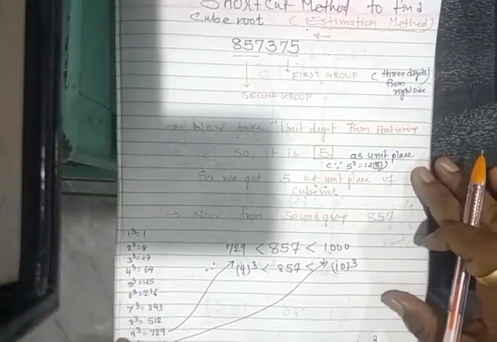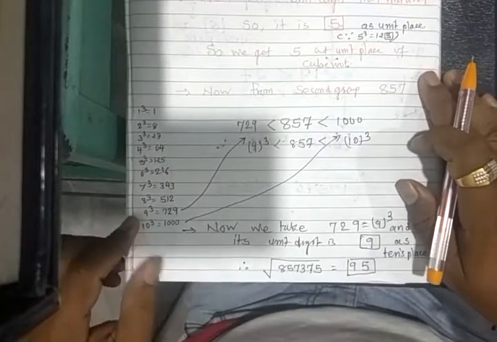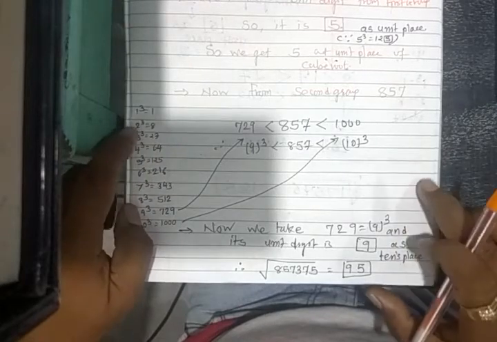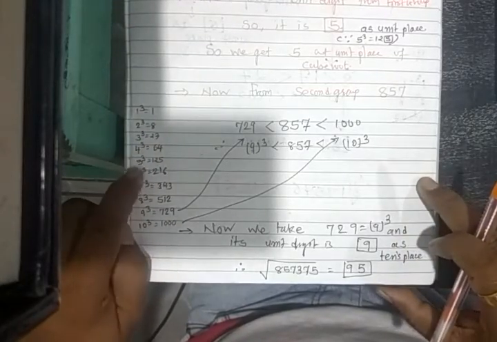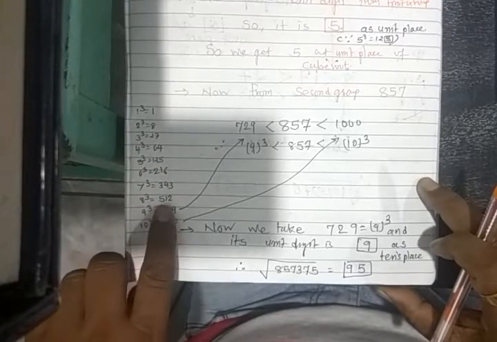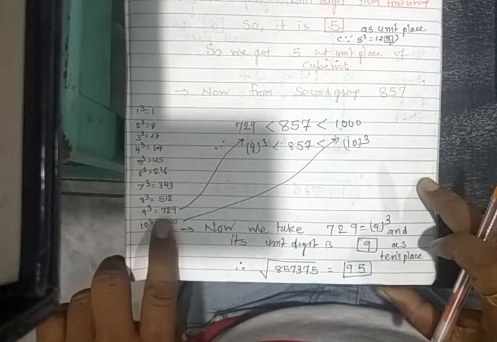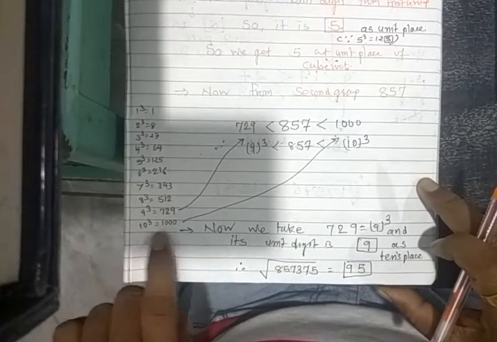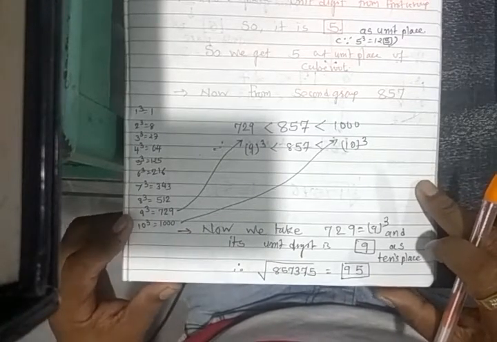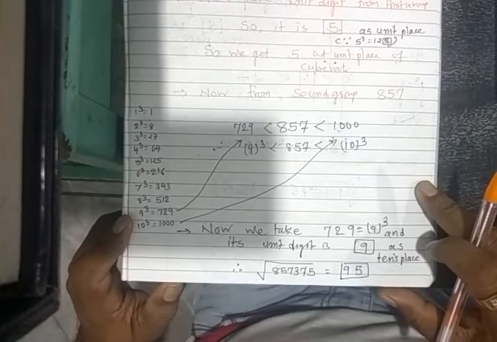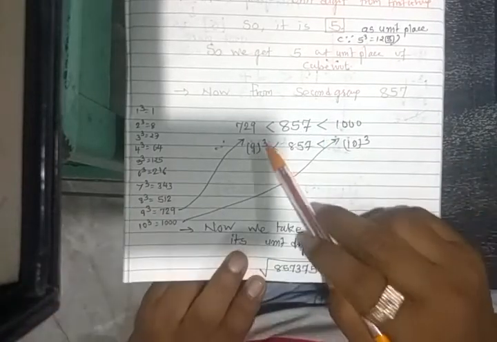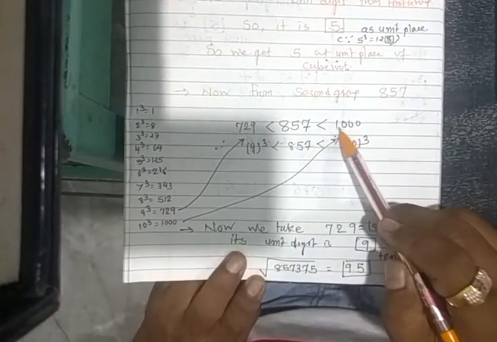Okay, we know that 1 cube is equal to 1, 2 cube is 8, 3 cube is 27, 4 cube is 64, 5 cube is 125, 6 cube is 216, 7 cube is 343, 8 cube is 512, 9 cube is 729 and 10 cube is 1000. Okay. Now this 857 lies between 729 and 1000. So you put 729 is less than 857, less than 1000.